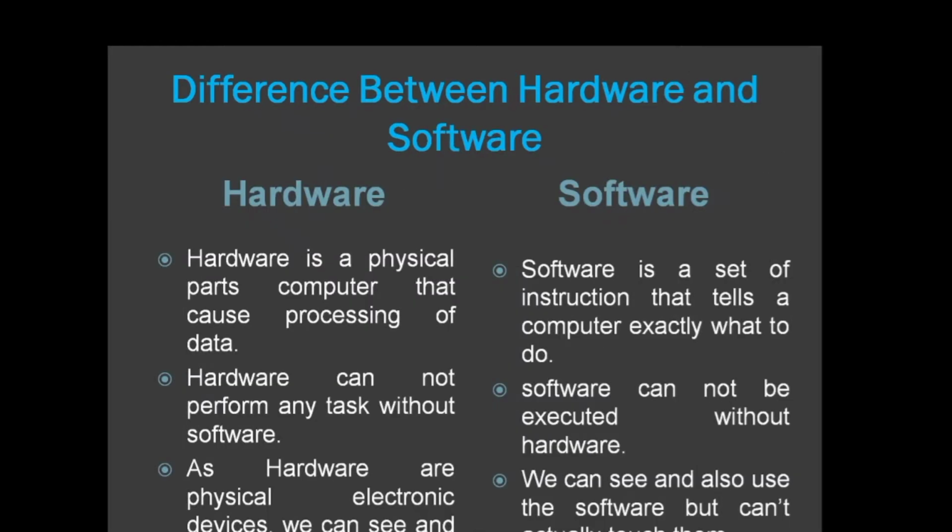Okay. So here are some differences between computer hardware and computer software. First, let me discuss computer hardware. Hardware is the physical part of the computer that causes the processing of data. Basically, the hardware part allows the computer to process. Whereas software is a set of instructions that tells a computer exactly what to do. Hardware is the part that allows the processing of data, whereas software is the set of instructions that tells the computer exactly what to do.